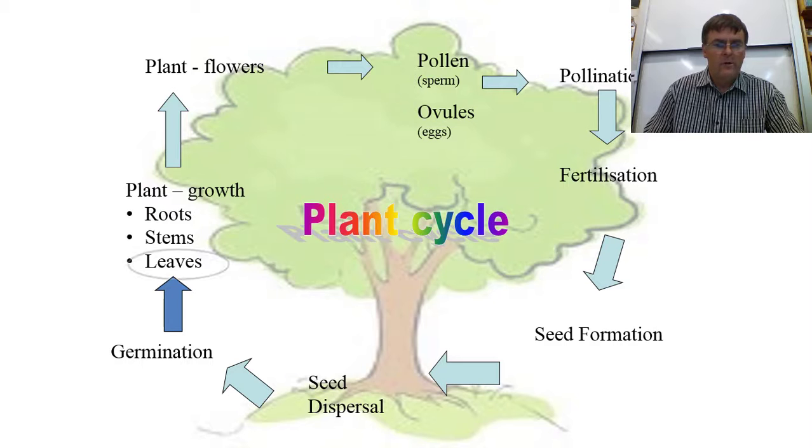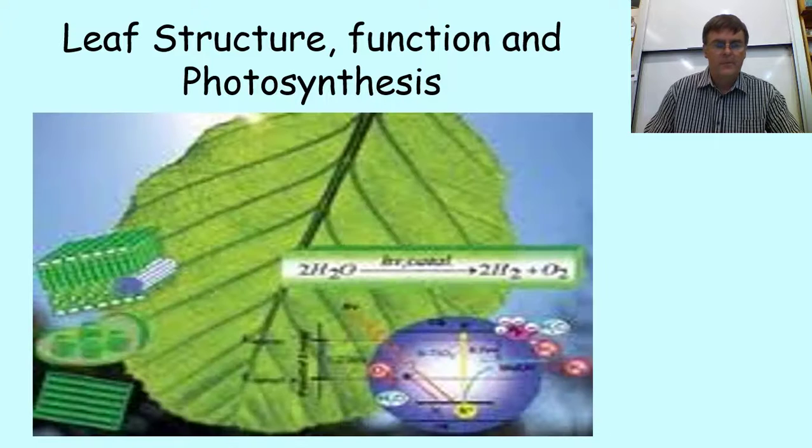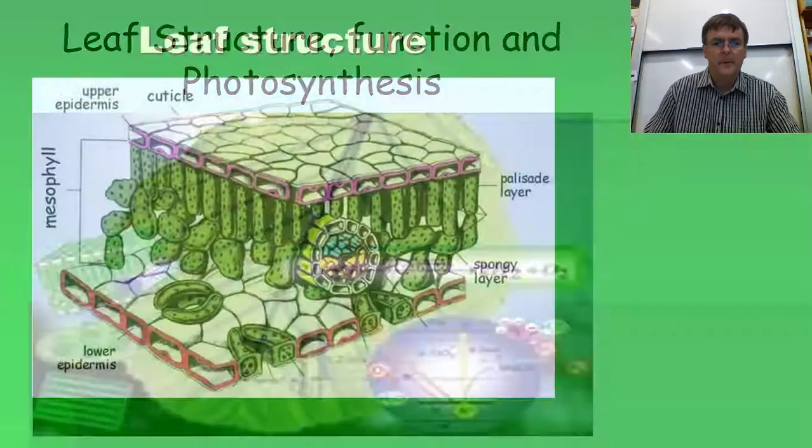So we've finally come around to the leaves. We're going to look at the structure of a leaf, their function, and this thing called photosynthesis, because that's what leaves do. That's what they're there for. They don't just look pretty and green and flap in the wind. They're quite a complex beast and do some quite clever chemistry.